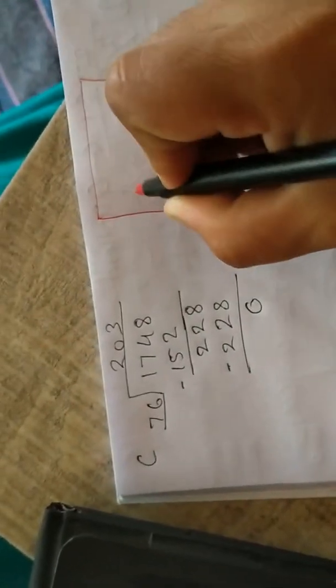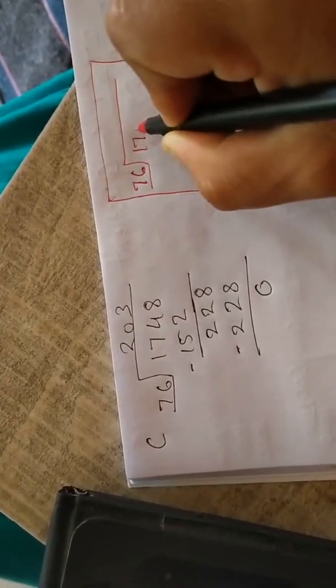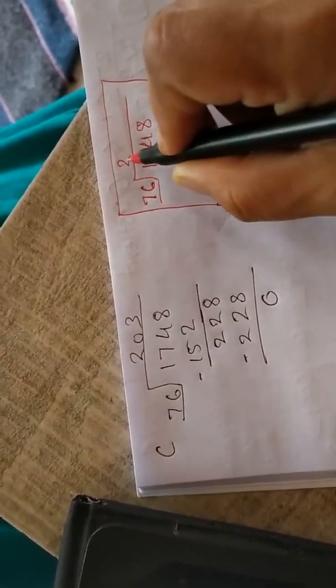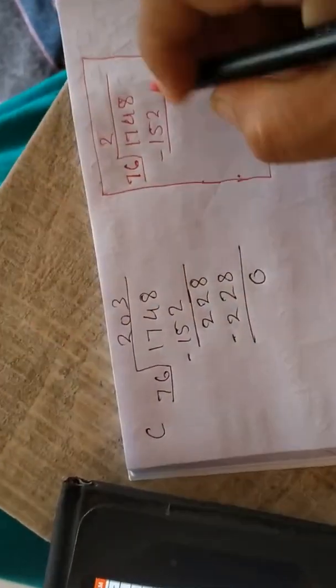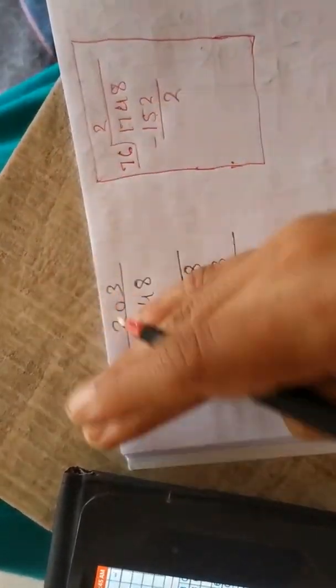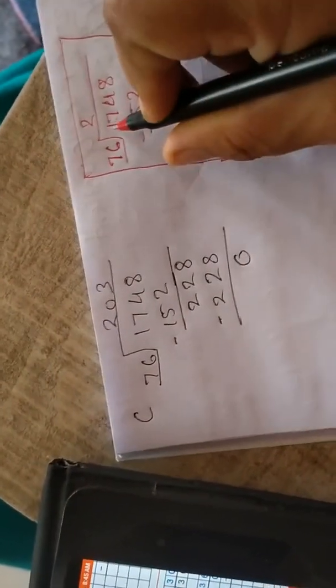Now, 76 divided by 1748. 72, 76 twos are 152. 4 minus 2, 4 on your finger, cut 2, 1 and 2, remaining number is 2, so we write here 2. 7 minus 5, 7 on your finger, 1, 2, 3, 4, 5, 6, 7, cut 5, 1, 2, 3, 4 and 5, remaining number is 2, so we write here 2. 1 minus 1, 0.